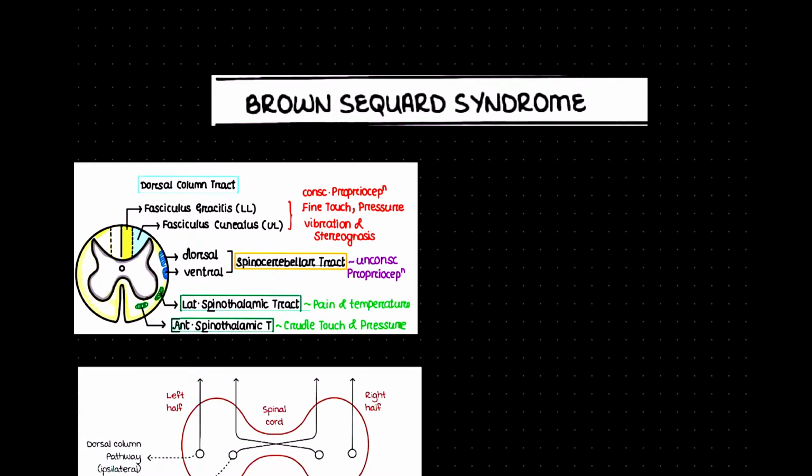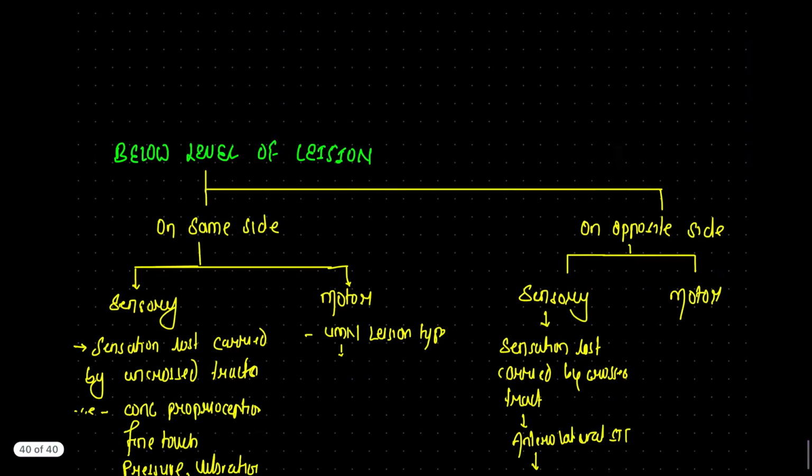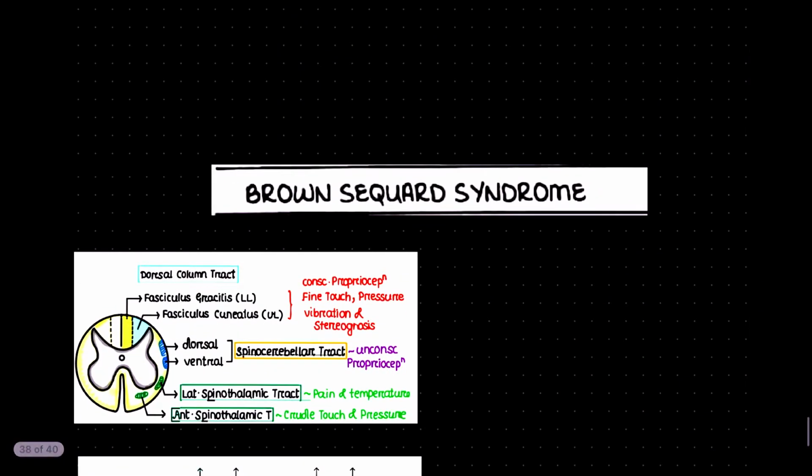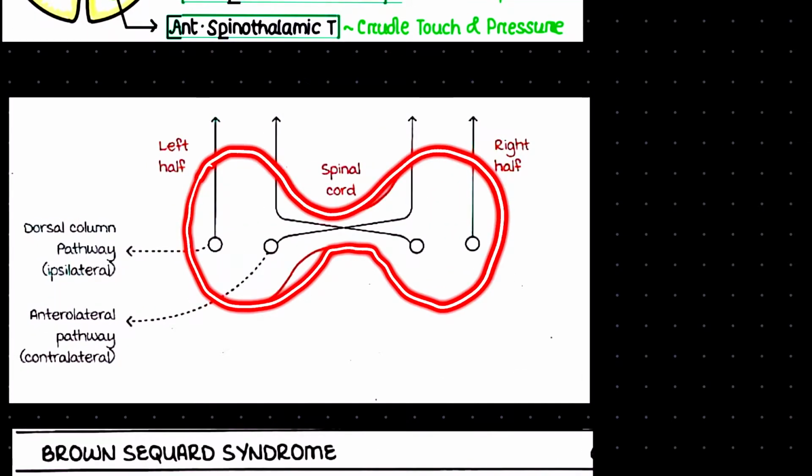Brown-Sequard syndrome. In this topic we'll go through all these things and be clear about this topic. Brown-Sequard syndrome is a condition due to hemisection of the spinal cord. For example, let's say this is our spinal cord, the transverse section of the spinal cord. What is going on here is there is hemisection of the spinal cord.